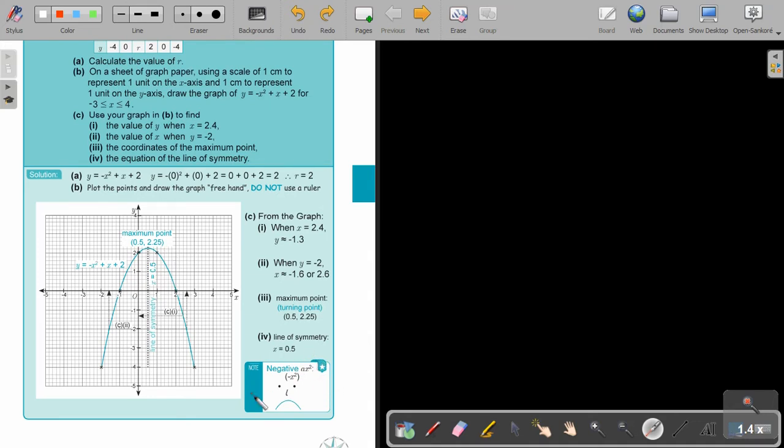And I just want to show you here, if the value of a is negative, how does a negative person look? He's not smiling, he's just sitting with a grumpy face. So if it's negative, then the parabola will look like this.